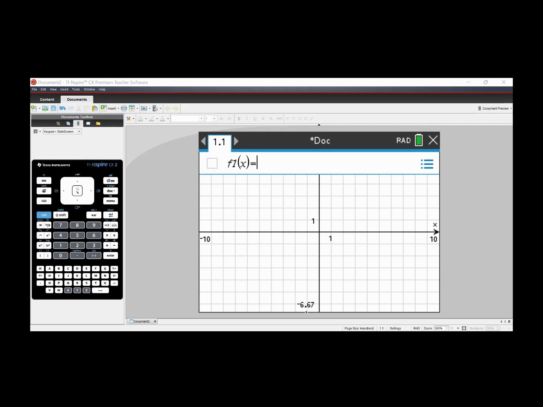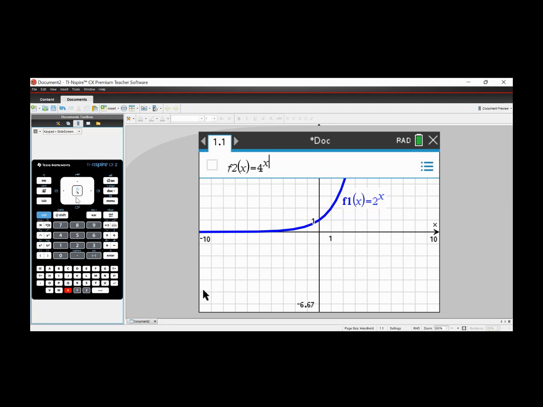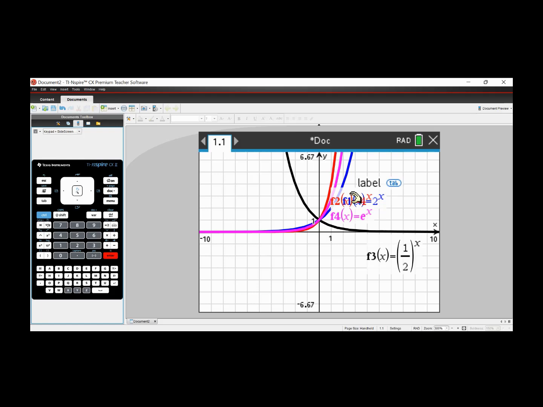Ready? Okay, so we want to graph 2 raised to the x. We want to graph 4 raised to the x. We want to graph the fraction 1/2. Notice how I'm putting it in parentheses so that both the top and the bottom are being raised to the exponent of x. And then we want to put in the function e to the x. Now notice, I'm just going to move these names over here.